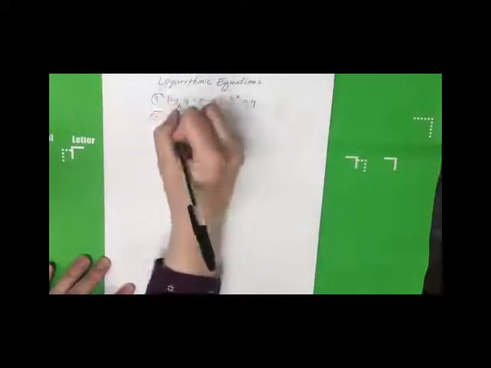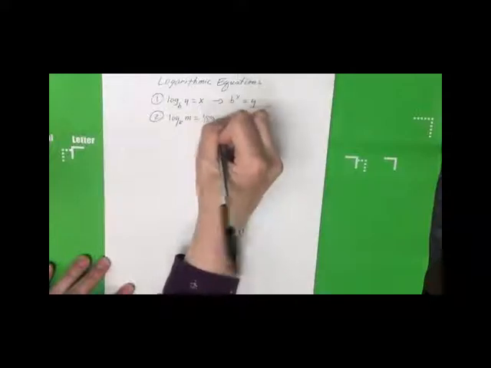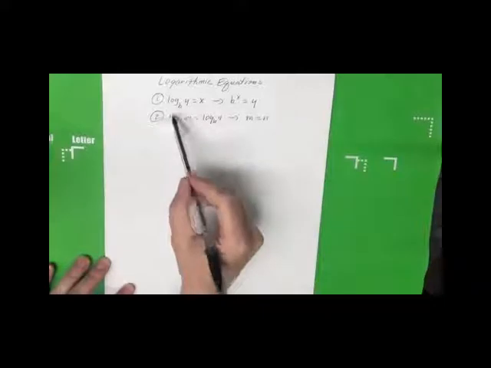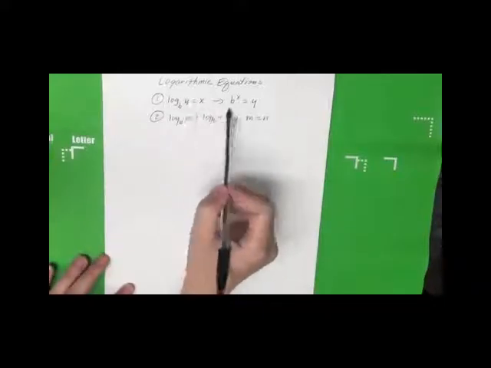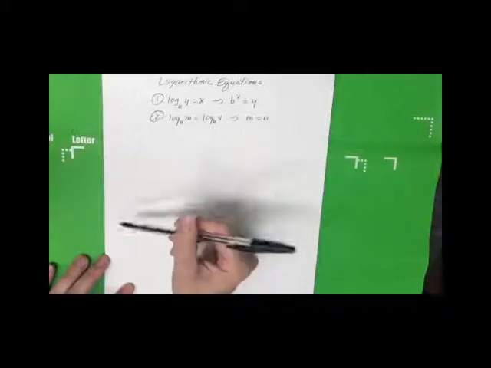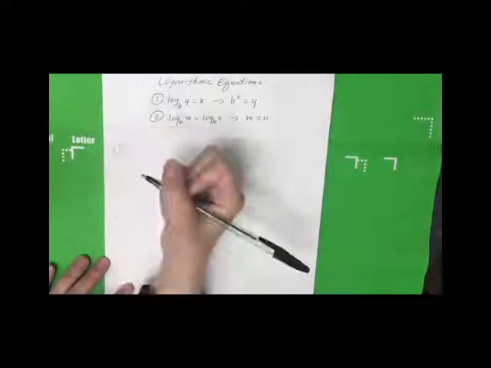The other form is that if you can get it down to a log on each side, by the one-to-one property of logarithms, you can just drop the logs. All right, so once again, if you have it down to one log, write it back in exponential form and work it out from there. If you have a log on each side, drop the logs and set what's inside equal to each other. So let's take a look at some different examples.